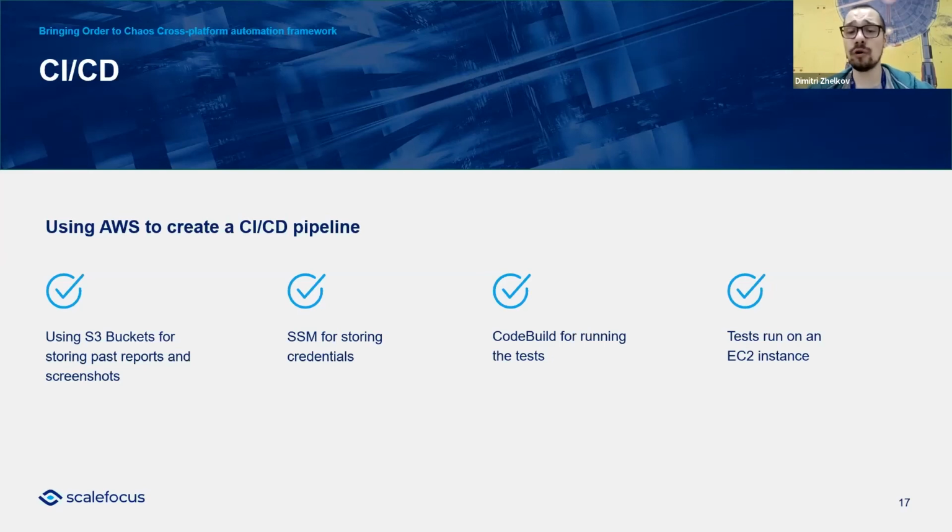Next, we're using CodeBuild for running the tests. This is where we build the tests and run them. And the tests themselves are actually run on an instance of EC2 from AWS. So it's not as simple, but it's not that complex either.